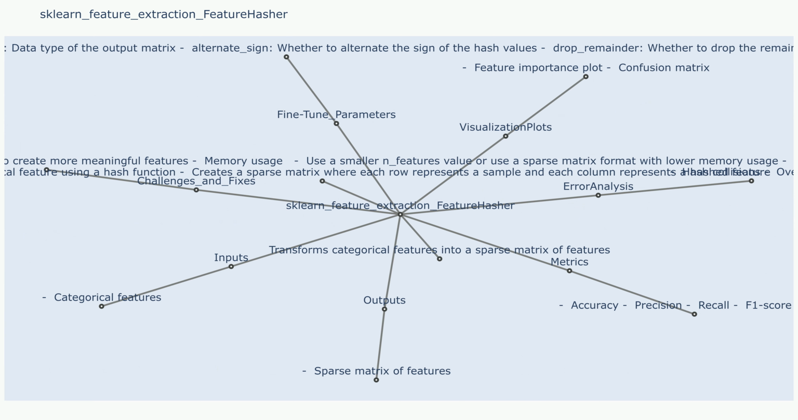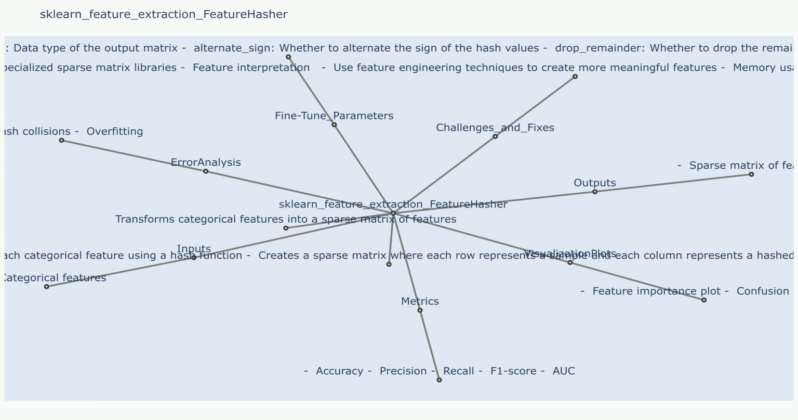Challenge 2: feature importance interpretation. Sample use case that resulted in challenge 2: interpreting feature importance after feature hashing can be challenging, as the generated features are essentially hash values.